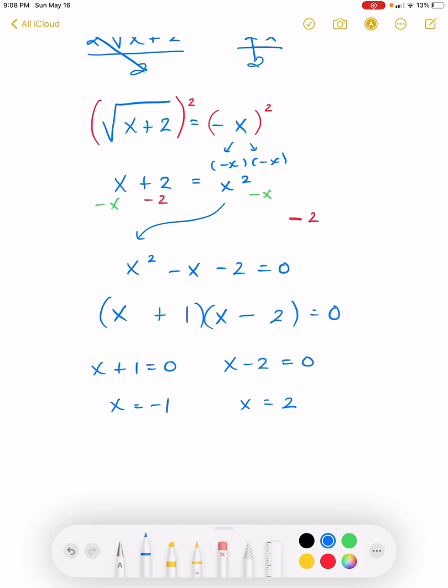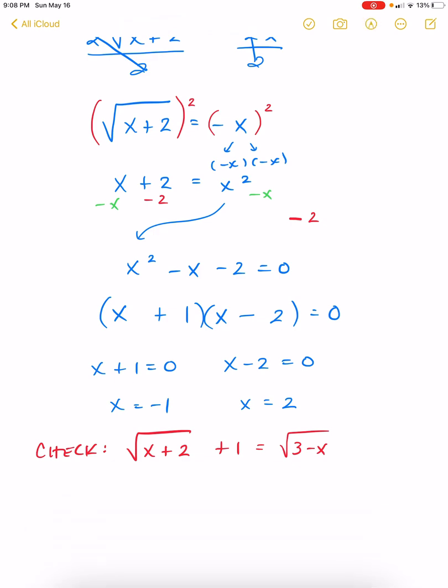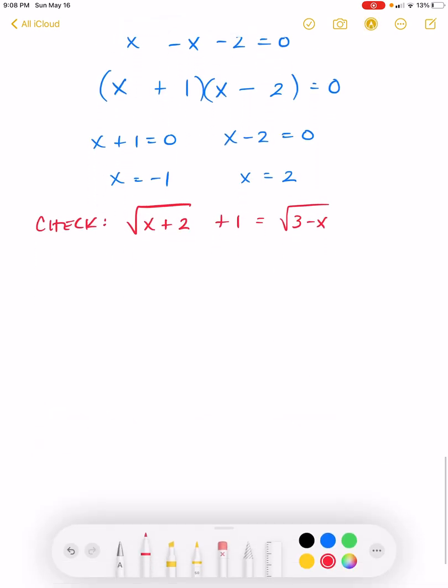Okay? So there's a couple different ways that we can check our answer. We could take the answer and plug it back in. Maybe we choose to do this, or maybe we choose to look at the graph. So let's say that we check. Now I need to rewrite the original problem back here: the square root of x plus 2, plus 1 equals the square root of 3 minus x. And we're going to plug in both of our answers. So I'm going to check x equals negative 1, and we're going to check x equals 2. So let's plug this in.